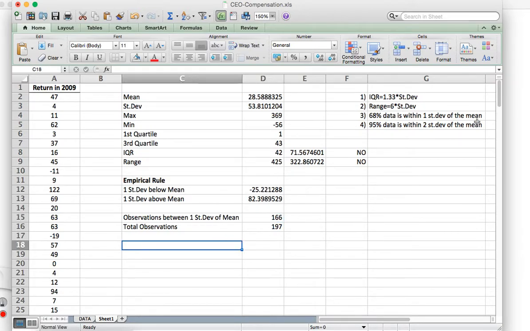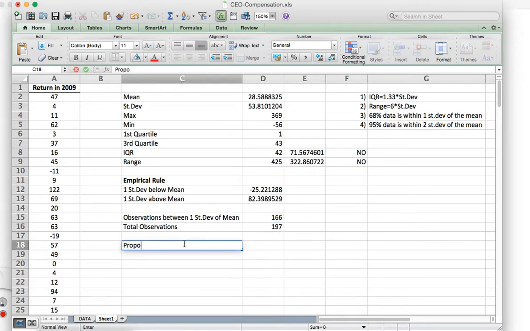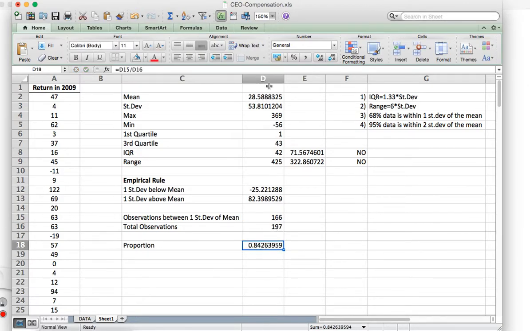Now I need to find out what percentage of these 197 observations are the 166 observations. So let's call it proportion. If this proportion is equal to 68%, then our data is normally distributed. But let's see how it goes. So 166 over 197 equals, no, it looks like it's 84% actually. So it's way above. So we have more concentration of the data within one standard deviation of the mean in our data instead of 68. So we can say this is not normally distributed data.